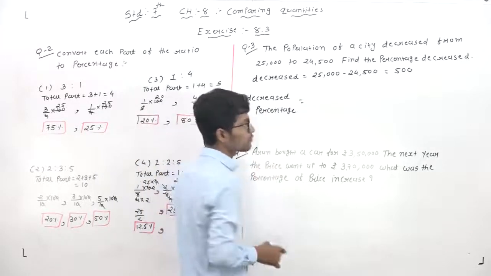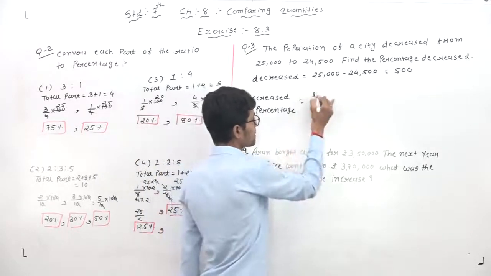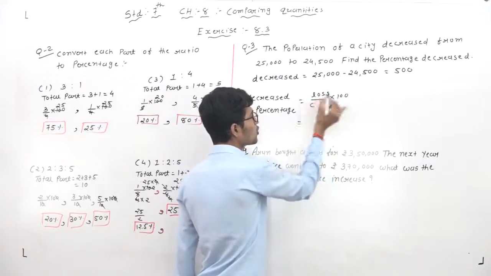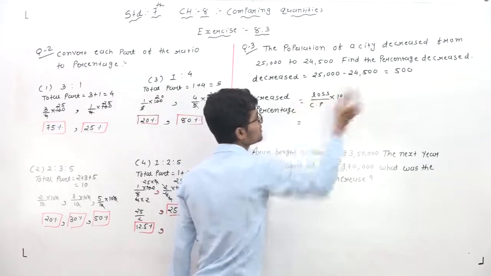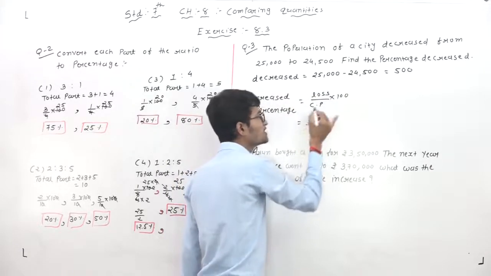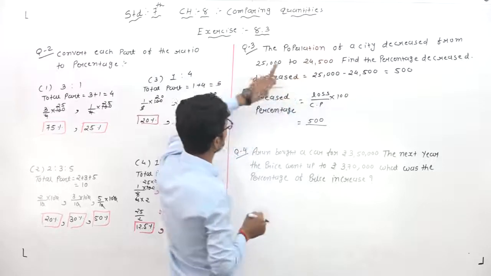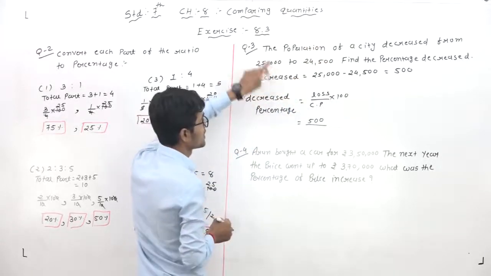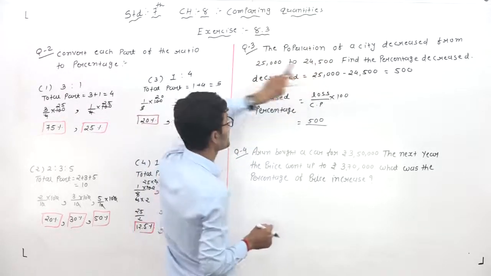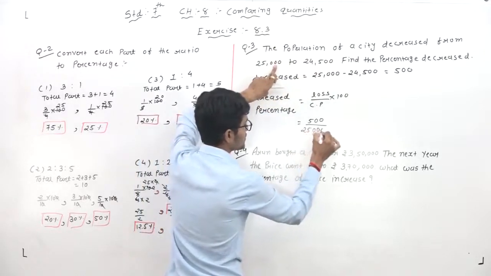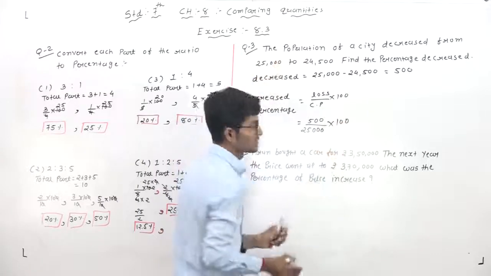So loss percentage formula: loss by CP multiply by 100. So loss means one type of decrease. The decrease is 500. CP means cost price. Cost price means first price. The first price in this question, the first population is 25,000. Then after decrease 24,500. This one is our cost price. So write down here the 25,000 multiply by 100 is as it is.